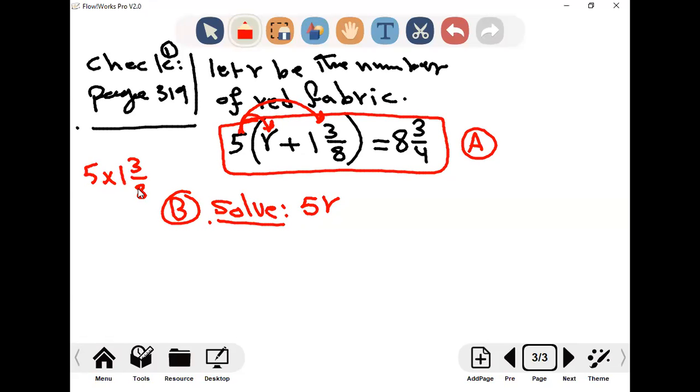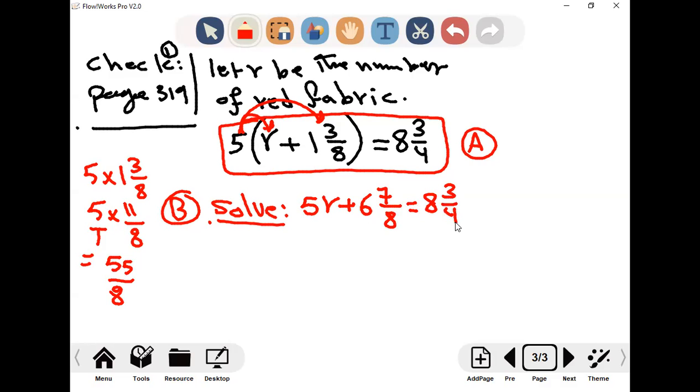Do it by side. 5 multiply 1 and 3 over 8. Check. 8 by 1, 8, plus 3, 11 over 8. Then 5 multiply 11 over 8, I mean 55 over 8. Make it simplest form: 6 and 7 over 8. Right? Plus 6 and 7 over 8 all equal 8 and 3 over 4.